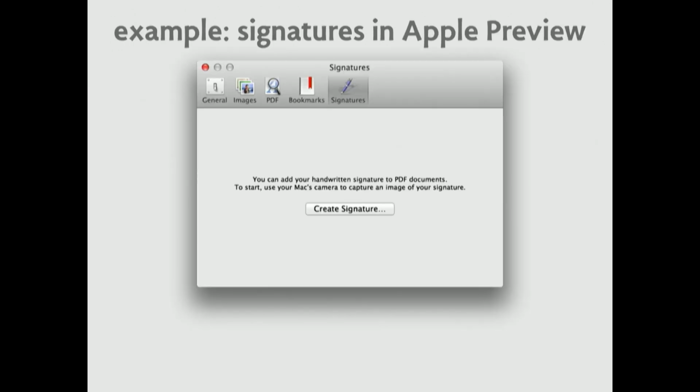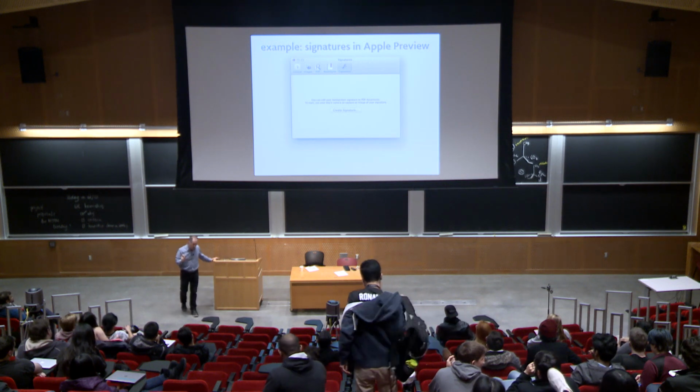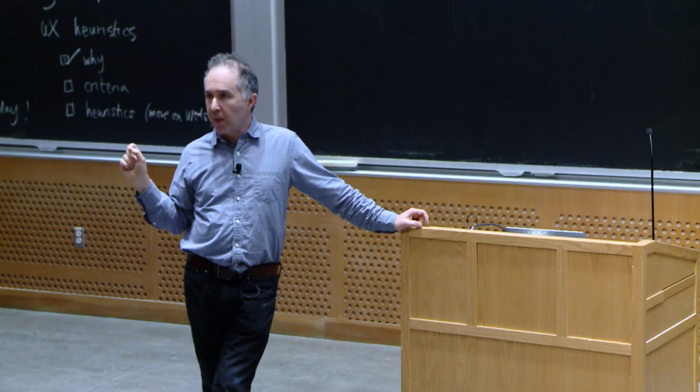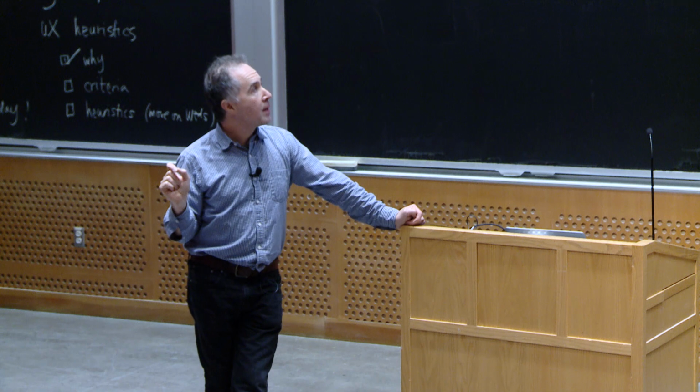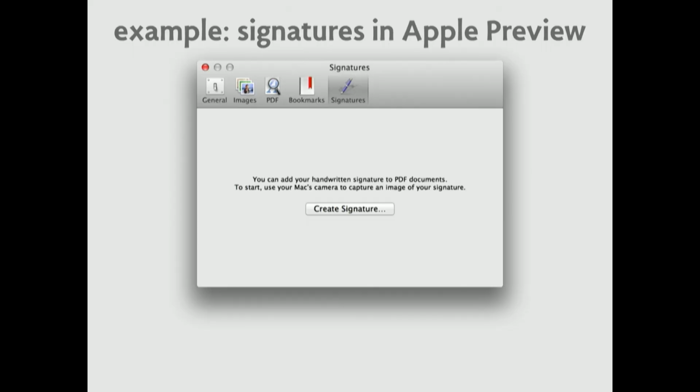This is the way signatures work in Apple Preview. So I don't know, how many of you have seen this? It's kind of an extraordinary interface, actually. If you want to sign a PDF in Apple Preview, then you click on this thing saying signature, and it gives you this little instruction. It says, if you have your cameras ready, click here.